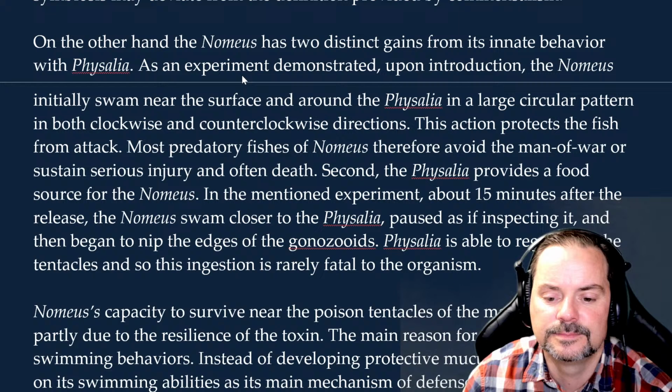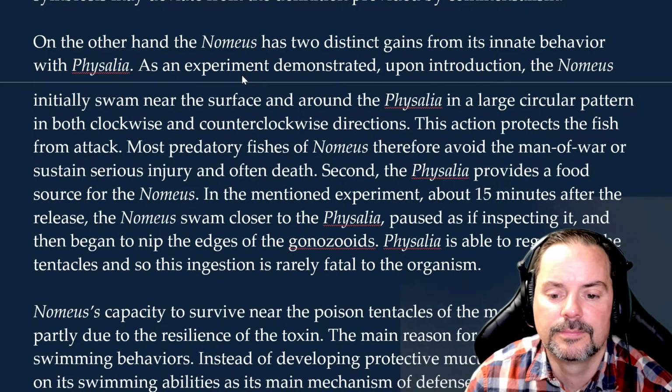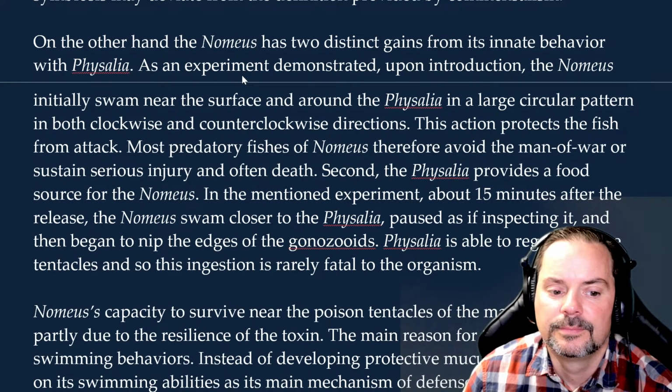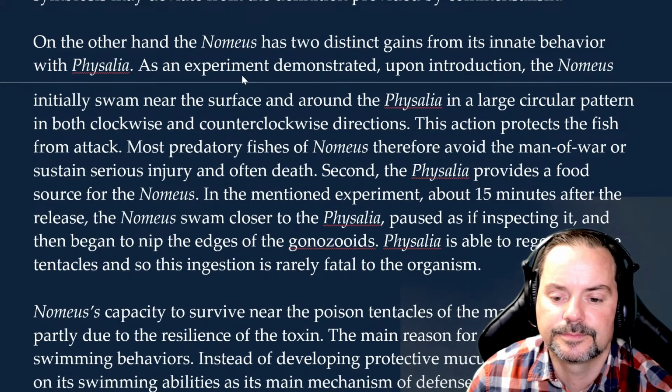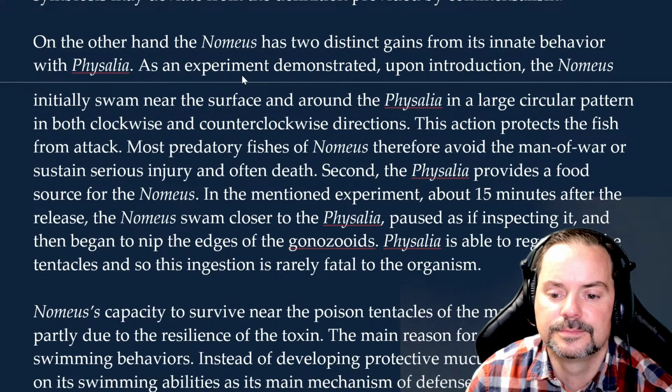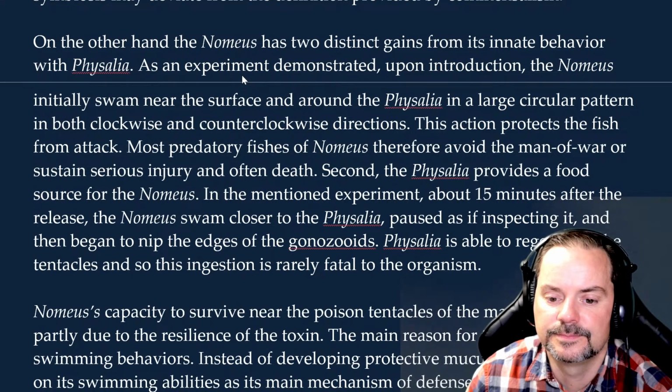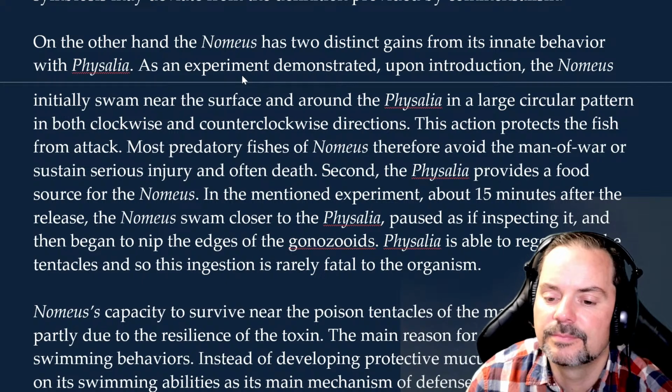Second, the Physalia provides a food source for the Nomeus. In the mentioned experiment, about 15 minutes after they were introduced, the Nomeus swam closer to Physalia, paused, as if inspecting it, and then began to nip the edges of the gonozooids.